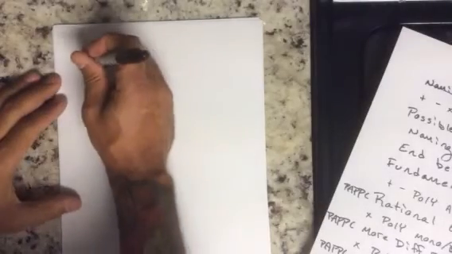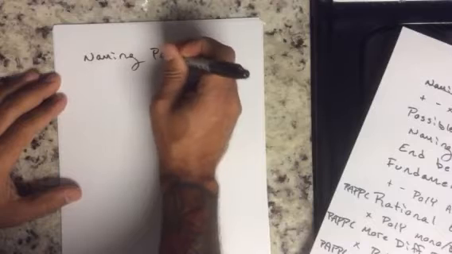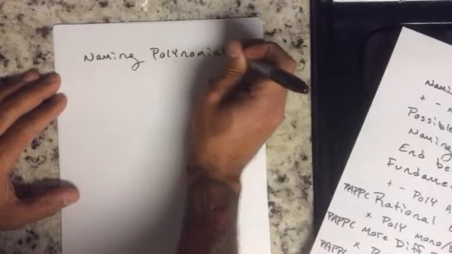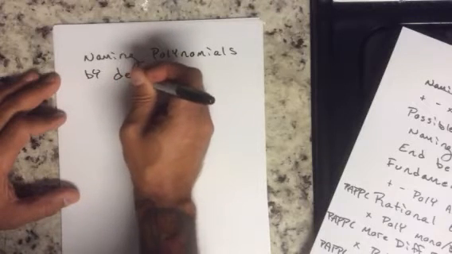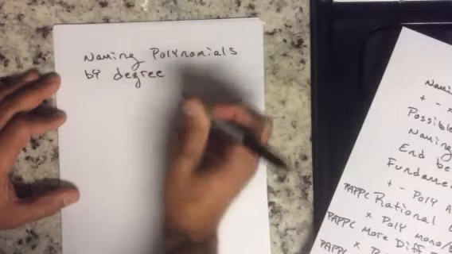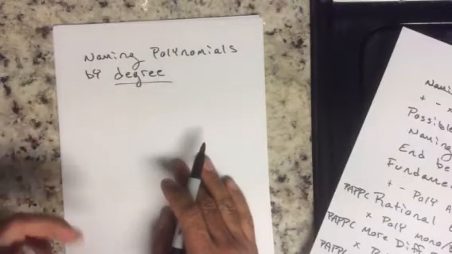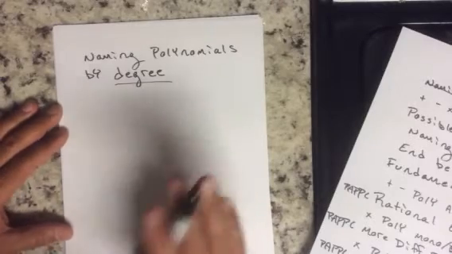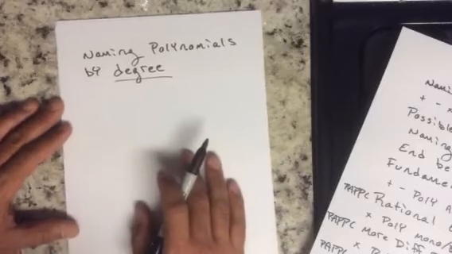I'm going to have you do naming polynomials by degree. So degree is the highest exponent except on a monomial. And remember, monomial means there's only one term. So I'll show you what I mean. For right now, I'm going to ignore monomials and then I'll come back to them.